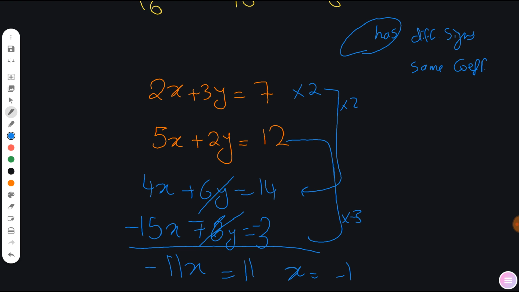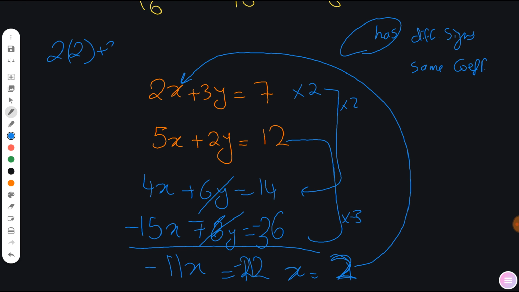Then take 2 and substitute in one of the two equations, and I choose the one with positive signs, or y with a positive sign. 2 multiplied by 2 plus 3y equals 7. This is 4 plus 3y equals 7. 3y equals 7 minus 4, this will give us 3, so y equals 1. So now the solution is x and y are 2 and 1. Thank you.